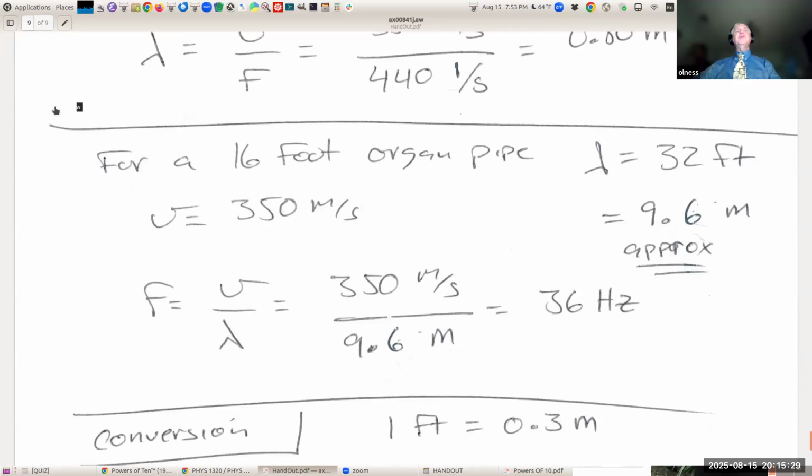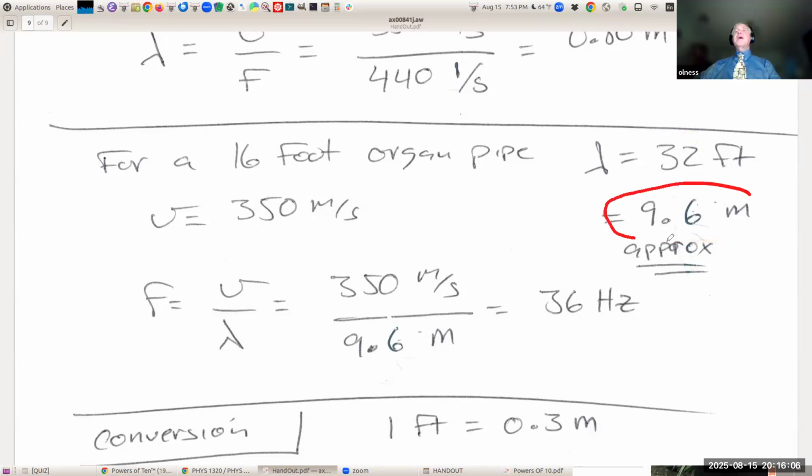Now, for a 16-foot organ pipe, we want to figure out the frequency of that. And we'll get into this later. It turns out if it's a stopped organ pipe, a 16-foot organ pipe fits half a wavelength. So if 16 feet is a half wavelength, a full wavelength is 32 feet. And 32 feet, remember, a yard is 3 feet, and a yard is about the same as a meter. So that's going to be about 10 meters, more precisely 9.6.